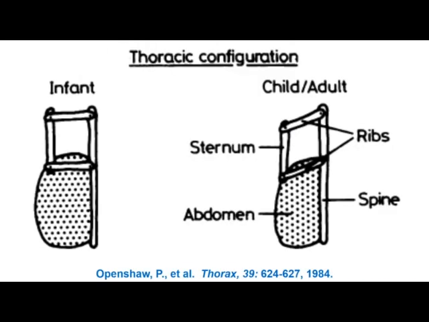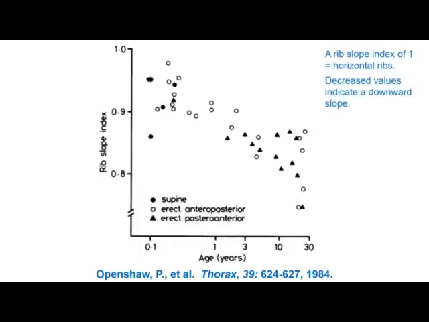In terms of thoracic configuration, in an infant, the rib cage is horizontal, whereas in a child or adult, it's at an angle. Again, this just shows for age the rib slope index. So rib slope index of 1 is horizontal, decreased values indicate a downward slope. And you can see that with age, this becomes a much more downward slope, not horizontal.